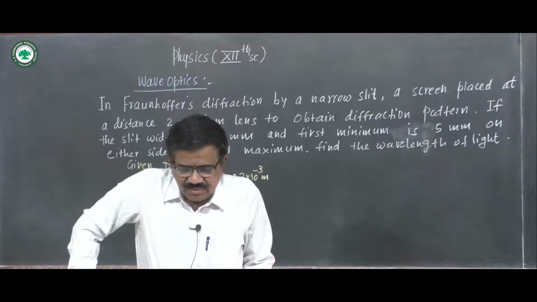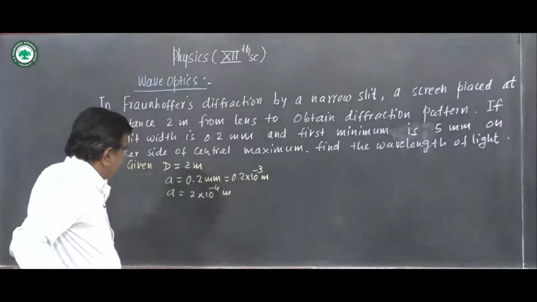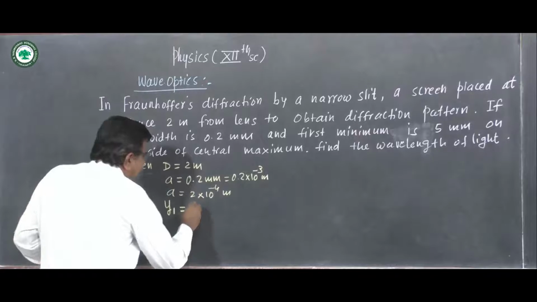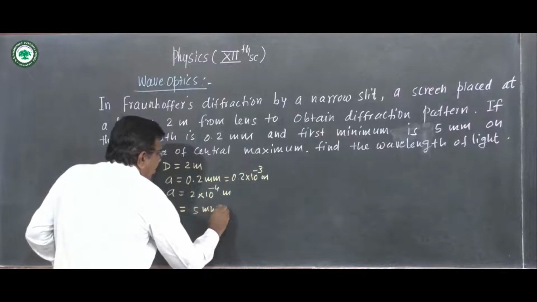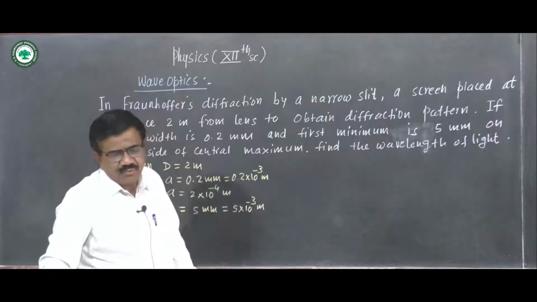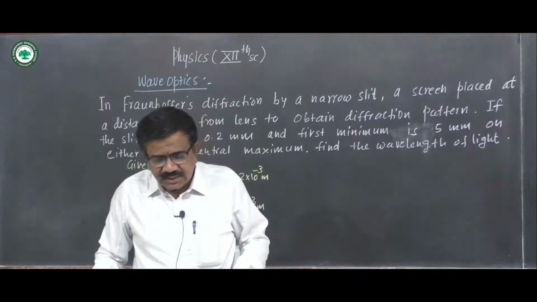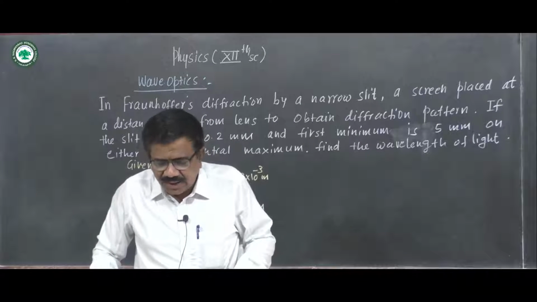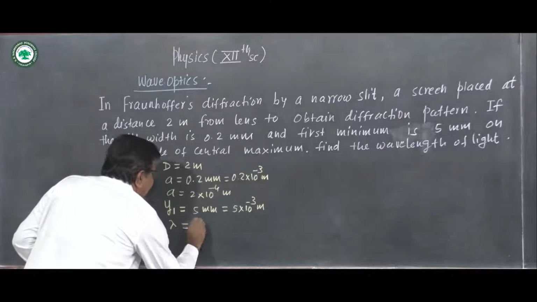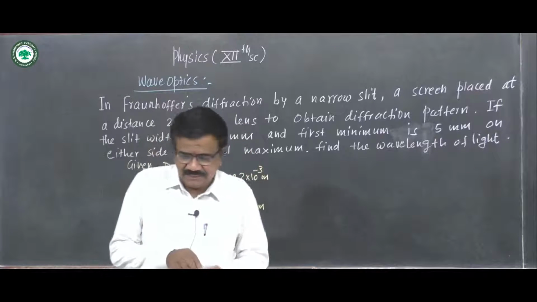First minimum distance of first minimum on either side is 5 mm. So distance of first minimum we denote it by y1, and that is 5 mm, 5 × 10⁻³ meter, distance of first minimum on either side. We have to find the wavelength of light, we have to find the lambda.